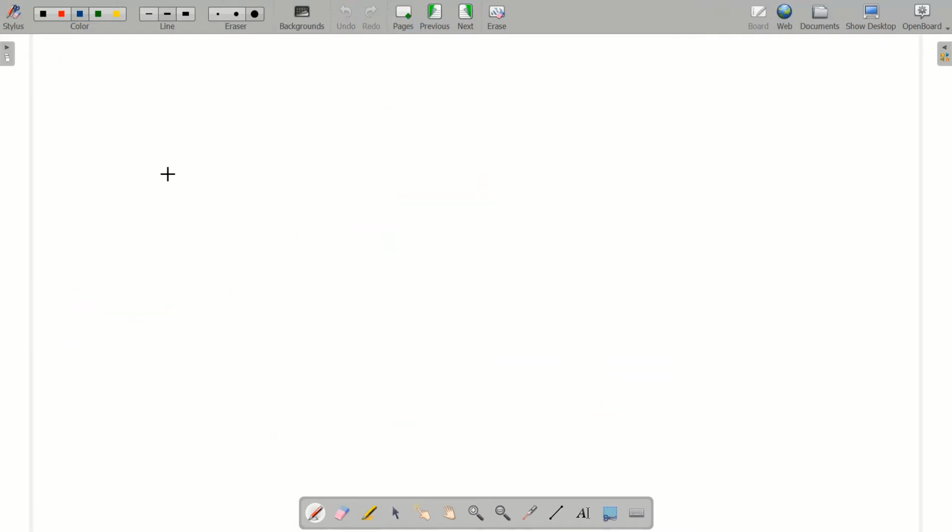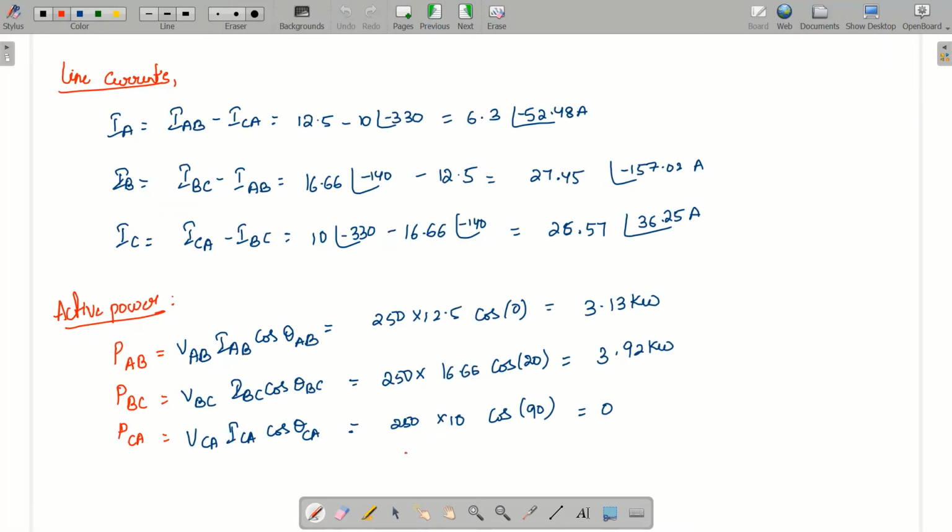Next, reactive power: Q AB, Q BC, Q CA. Sorry, we forgot to find the total power. Total power equals PAB plus PBC plus PCA, which is 3.13 plus 3.92 plus 0. Totally, 7.05 kilowatt.